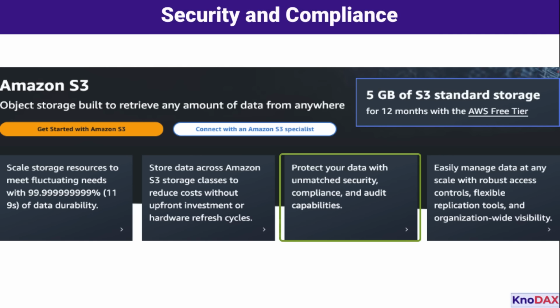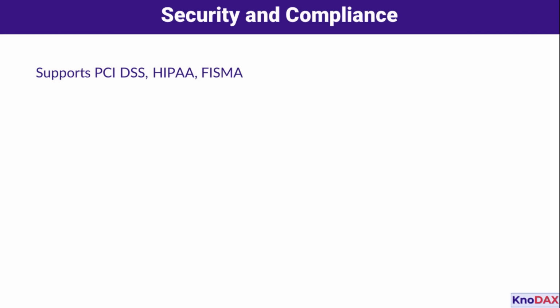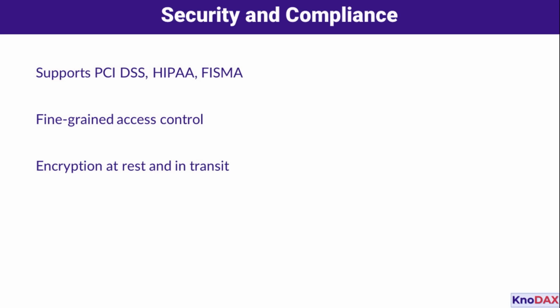Amazon S3 helps organizations meet strict security and compliance requirements. It supports industry certifications like PCI DSS and HIPAA. You can define granular access policies, encrypt your data at rest and in transit, and audit access with AWS CloudTrail.